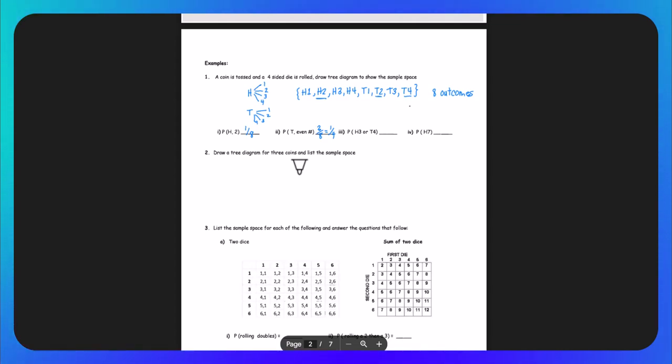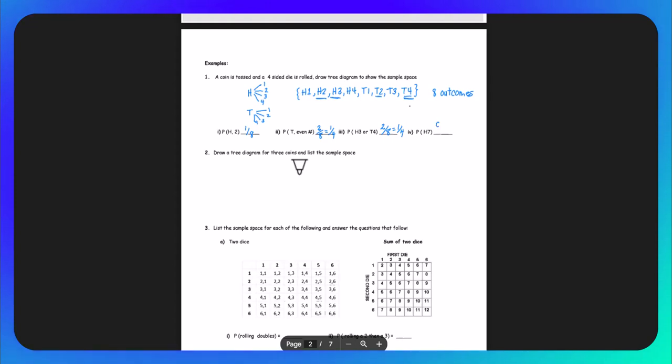Now the next one has, what is the probability of getting H3 or T4? Well, there is H3 and T4. There are 2 outcomes that satisfy this or that, in other words, H3 or T4. And there's still 8 outcomes in total. So we have 1 over 4. The last one is, what is the probability of H7? Well, there is no H7 out of those 8 outcomes, so the probability of this is 0.